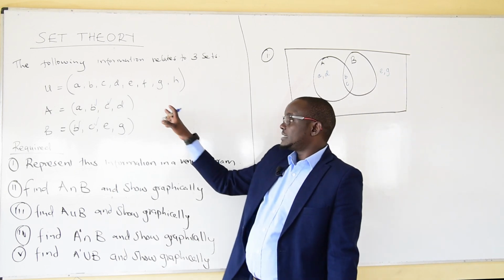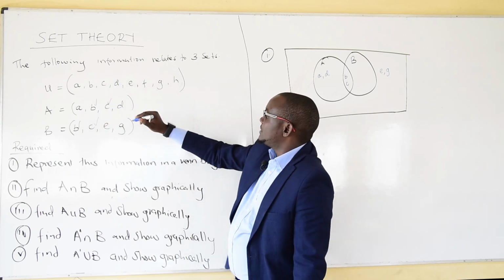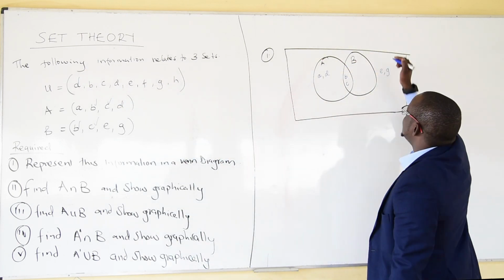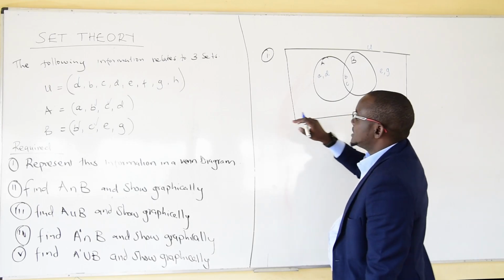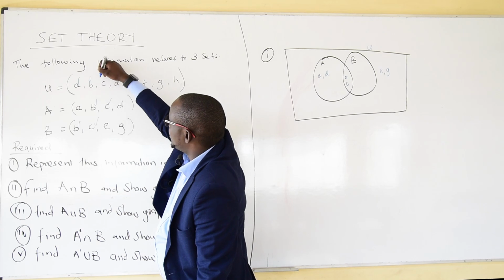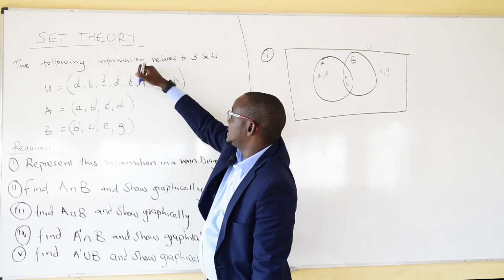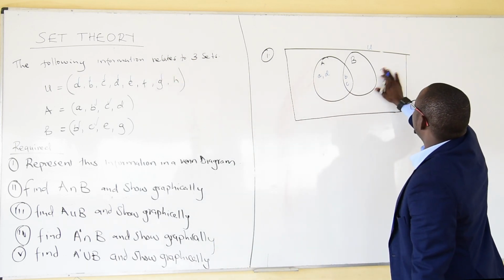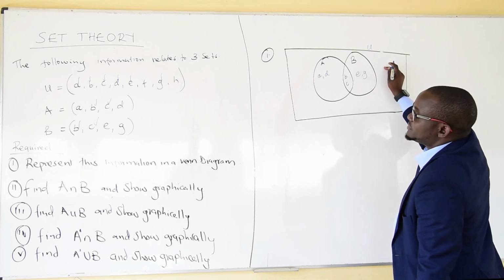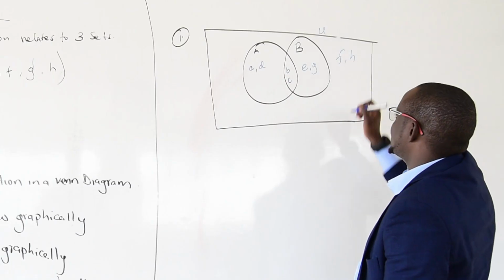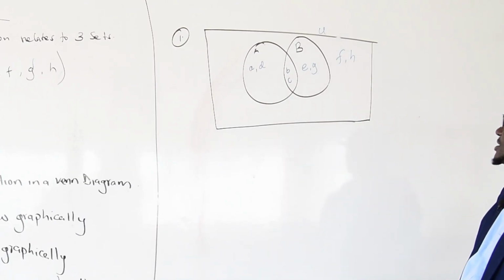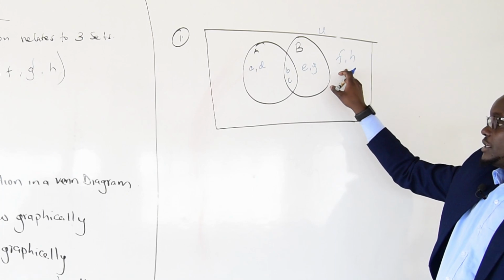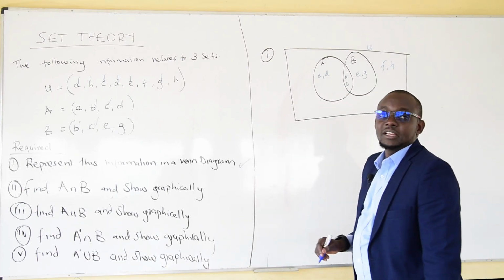Now, there are some other members that are part of the universal set but are not here. The rectangle represents the universal set. So A is already there, B is already there, C is already there, D is already there, E is already included here. Then we have G. Whatever has been left out is F, H. So that means these are not in set A and are also not in set B. So you have already represented the information in a Venn diagram.